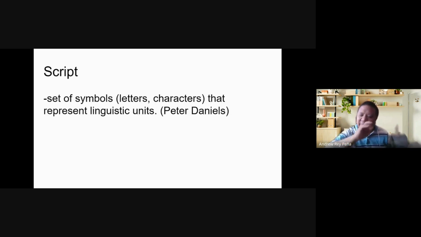Then we also have the meaning of the word script. A script is a set of symbols. It could be letters, it could be characters that represent linguistic units. So these units come together and build up a writing system.